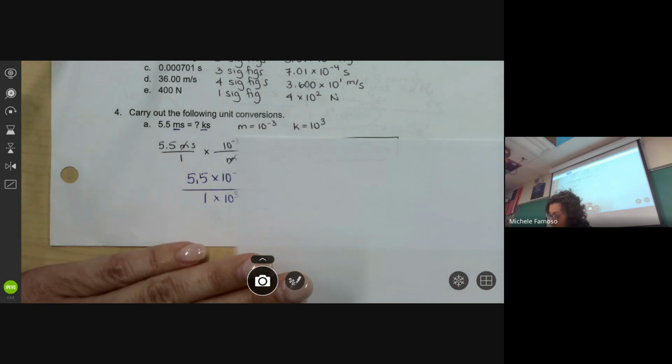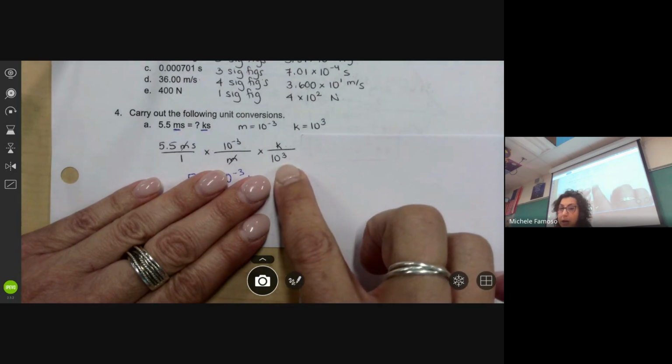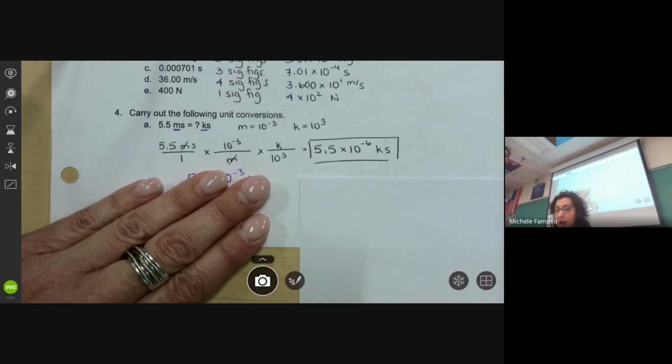We're then going to multiply by 10 to the negative 3 over milli, or 1 times 10 to the negative 3 over milli. And then that way the millis cancel. Now I'm going to multiply by the kilo over 10 to the 3, or 1 times 10 to the 3. I punch that all into the calculator, and I get 5.5 times 10 to the negative 6th power kiloseconds. Let's go to the next problem on the next page.